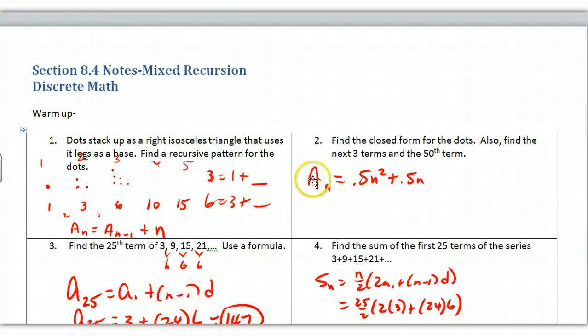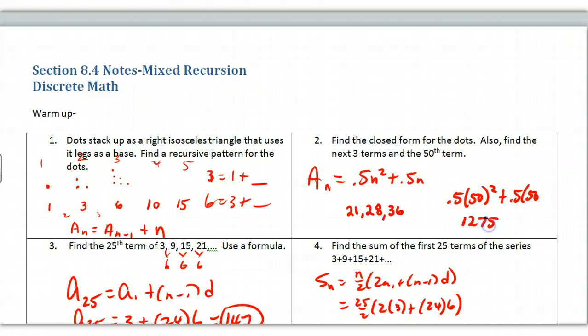And then what you do is you go to your calculator and find the formula that works for it. So you do a linear regression. Then you go ahead and find the next 3 terms, which hopefully you did. And if you find the 50th term, since this is closed form, you can just plug in 50. So it's 0.5 times 50 squared plus 0.5 times 50. I cranked this out and I got 1275.